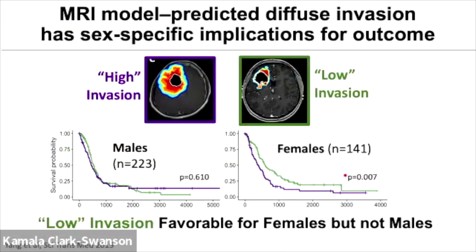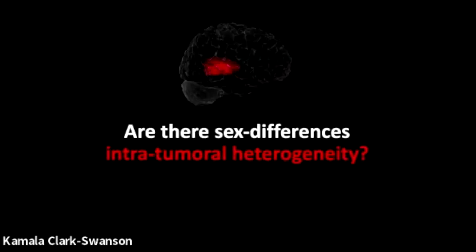So next up, here's just another kind of visual of what I just showed you on the previous slide. This is taking a subset of our large cohort of patients, and just looking at the imaging pattern of diffuse invasion. So invasion matters for women, but it doesn't matter for men. The pattern of invasion that you see on MRI matters differently. And these low invasion versus high invasion estimates come from our mathematical model that you saw in those previous slides.